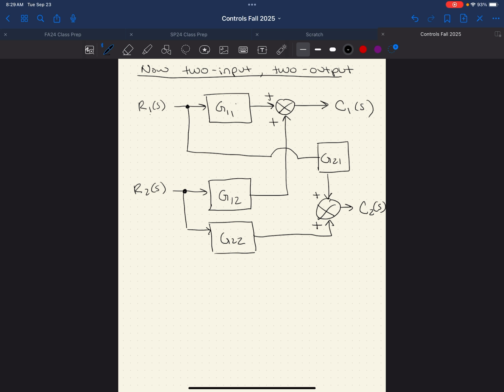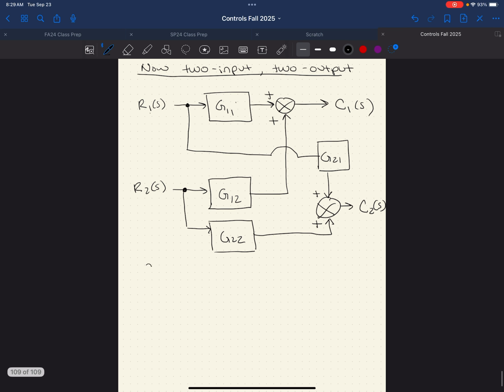In other words, we could say that C1 of S is equal to R1 times G11 plus R2 times G12. C2 of S is equal to R1 times G21 plus R2 times G22.